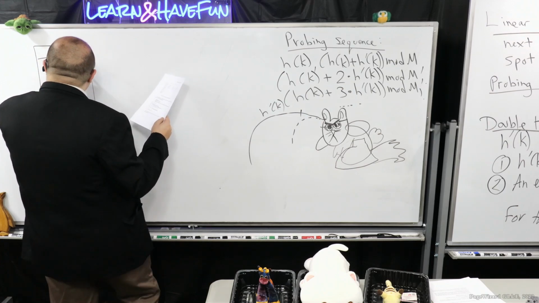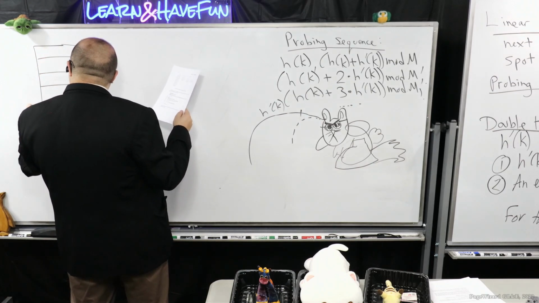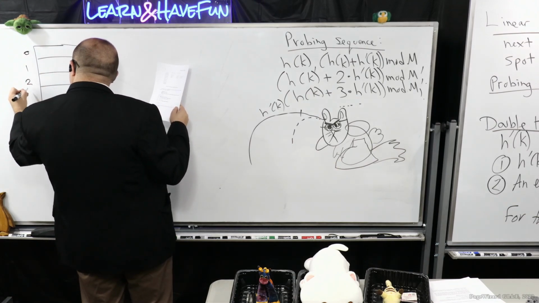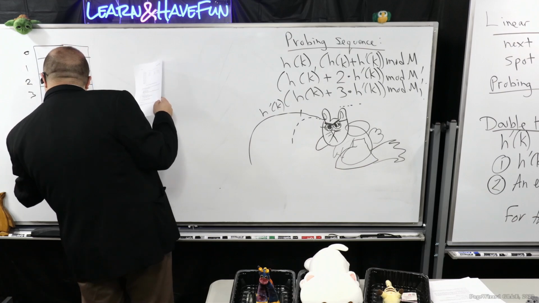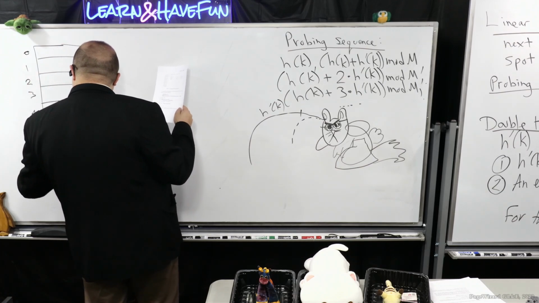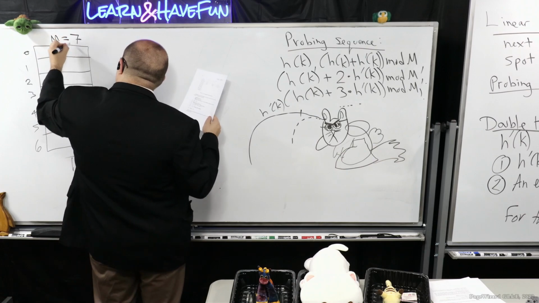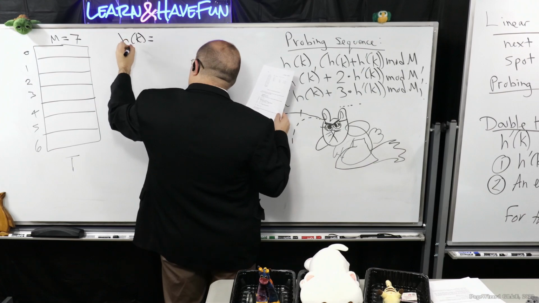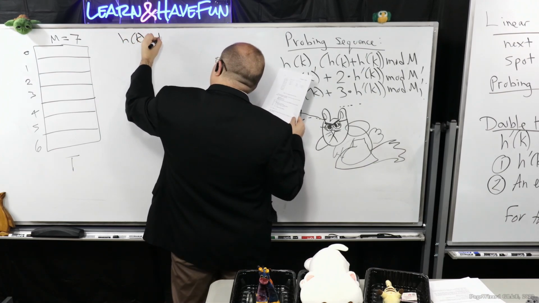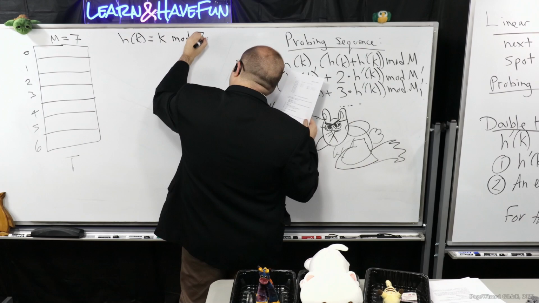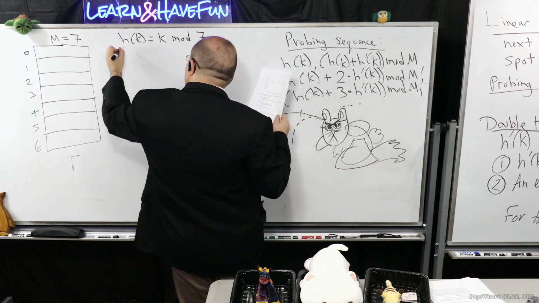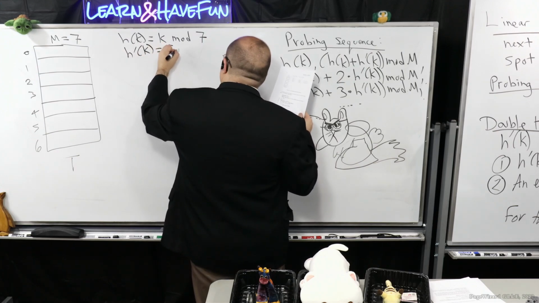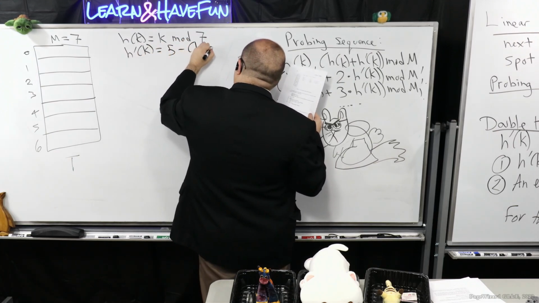We're going to have 7 slots: 1, 2, 3, 4, 5, 6, 7. We have our table T. Its table size is 7. Our hash function h of k is going to be k mod 7. And a secondary hash function h prime of k is going to be 5 minus k mod 5.